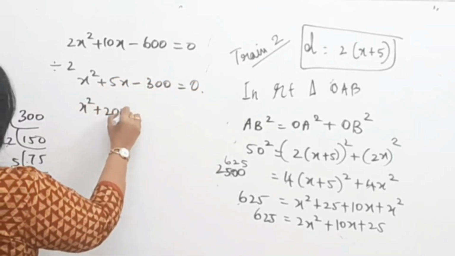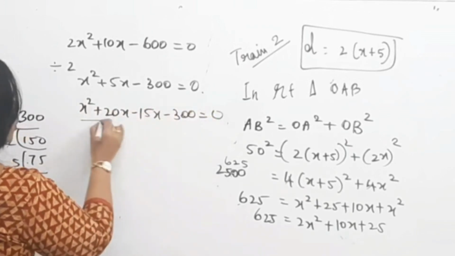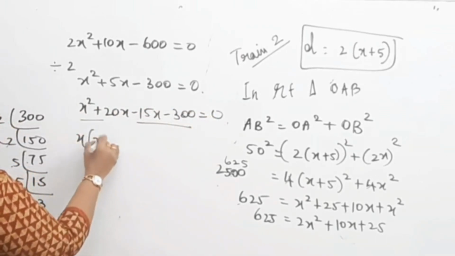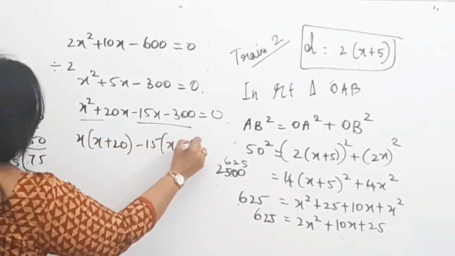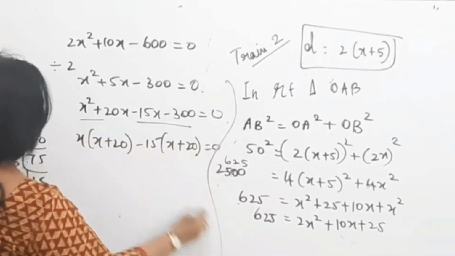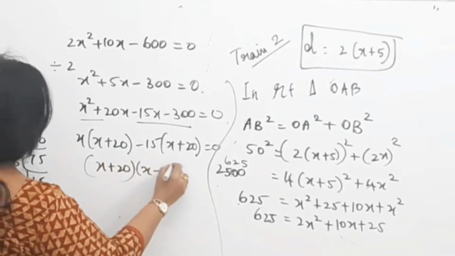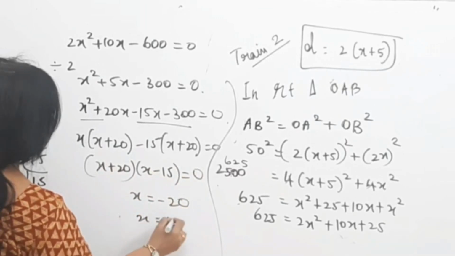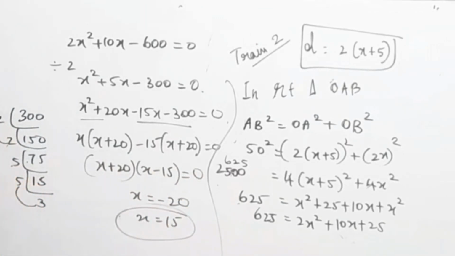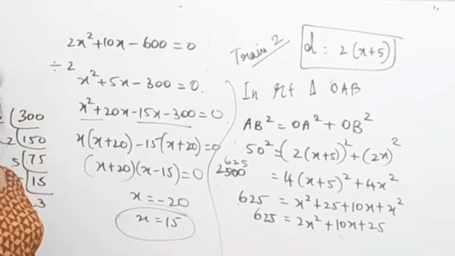Square plus 20x minus 15x minus 300 equal to 0. Group the terms. x is taken outside, x plus 20 minus 15 is taken outside, x plus 20 equal to 0. So I have x plus 20 into x minus 15 equal to 0. That is, x is equal to minus 20 or x is equal to plus 15. So I got the speed of the trains, that is 15 km per hour.